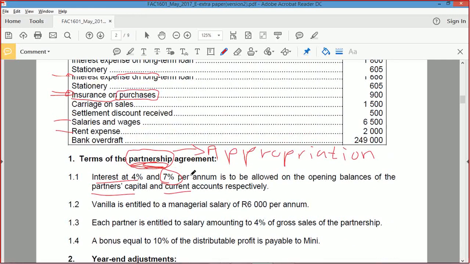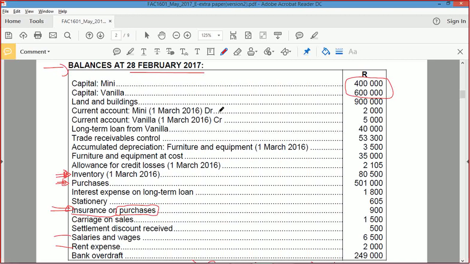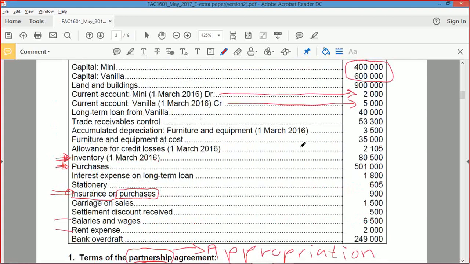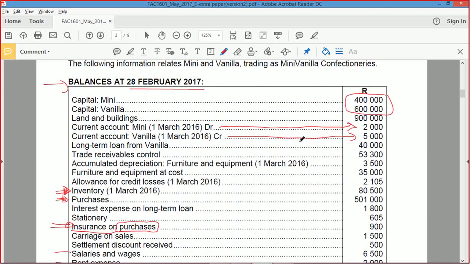Okay, what else must you charge? 7% on their current accounts. Okay, so let's look at their current accounts. If you're charging 7% on those current accounts, is M in a good or bad position with the partnership? No, M is in a bad position. Why? Because it's being debited and that's minusing, so it's bad. Yes, okay. So what does that mean? That means M owes the partnership. Yes. Because M has a debit balance.